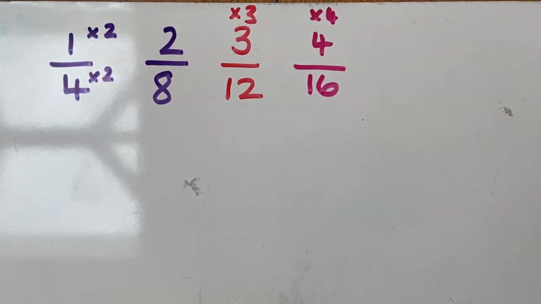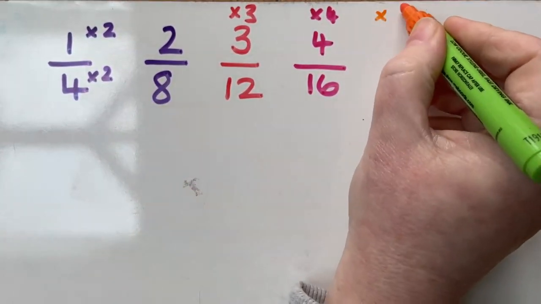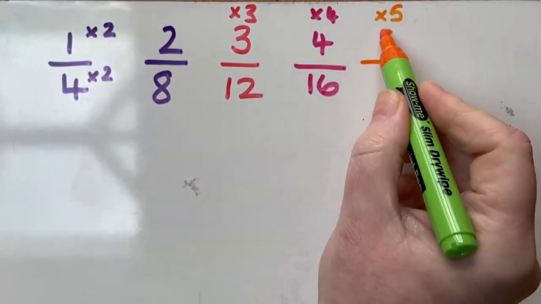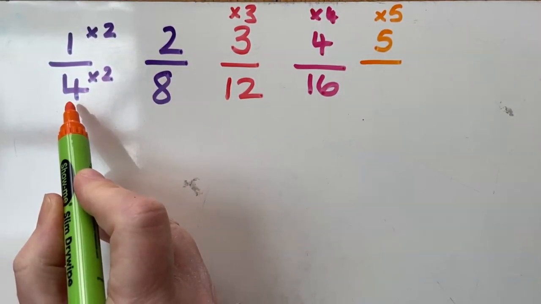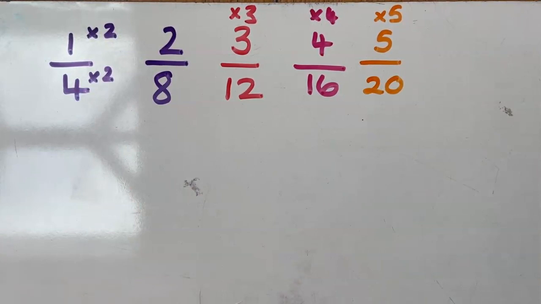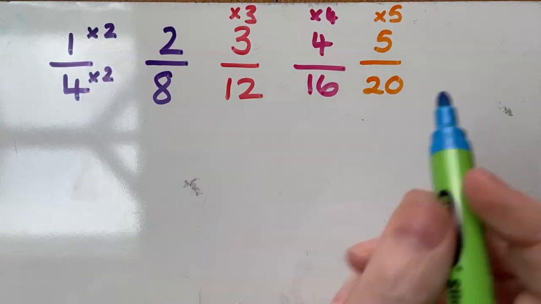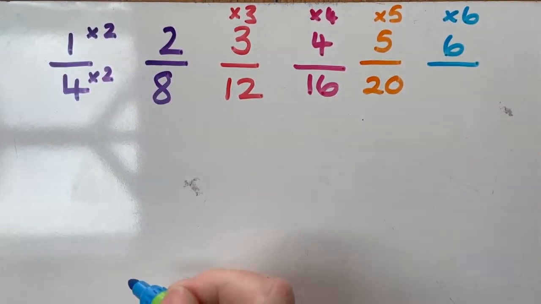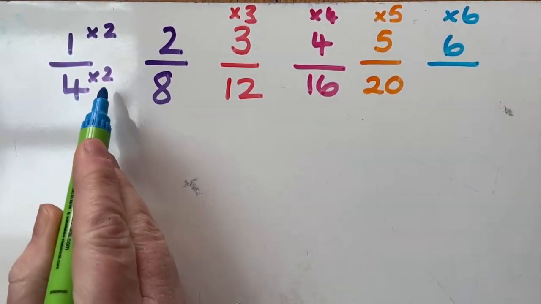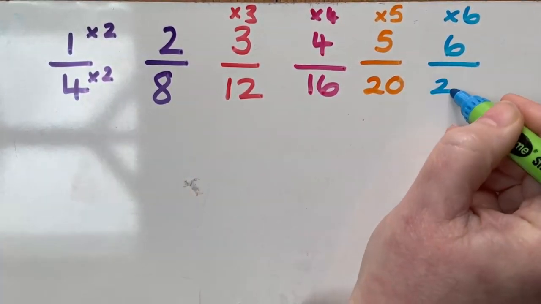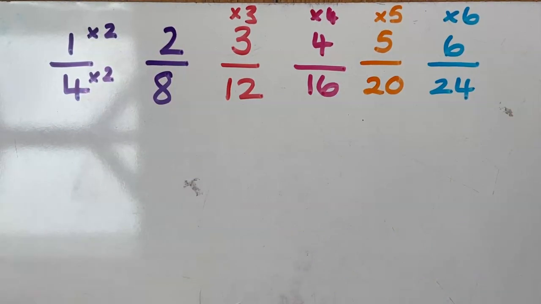It's when we get to multiplying by 5 where things start to get a little bit more interesting. So I can multiply my numerator by 5 to get 5. I can multiply my denominator by 5 to get 5/20. And all these are equivalent fractions to 1/4. I can multiply my numerator by 6. I can multiply my denominator by 6. 6 lots of 4. Well, if I know 6 2s are 12, I know that's double, so that's 24. So it's really important to know those times tables fluently.